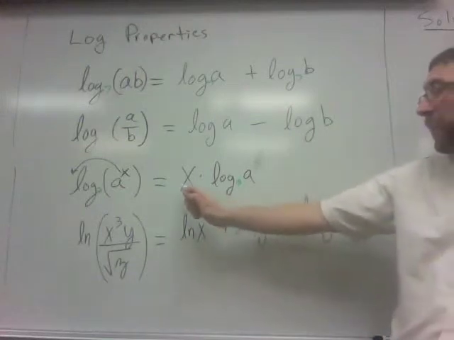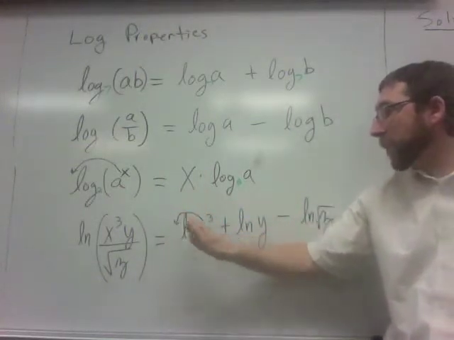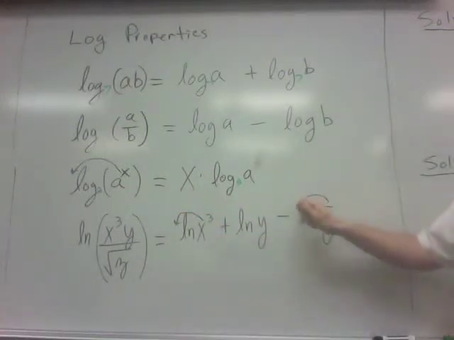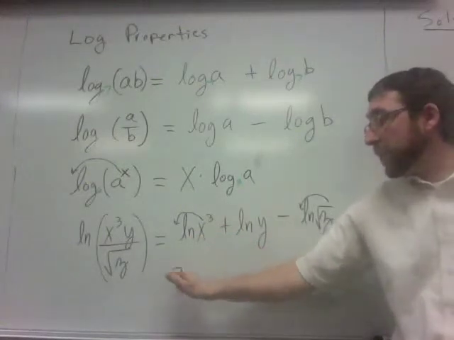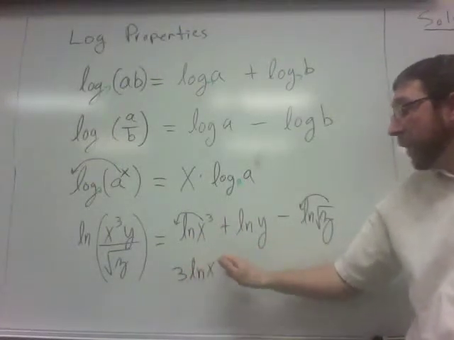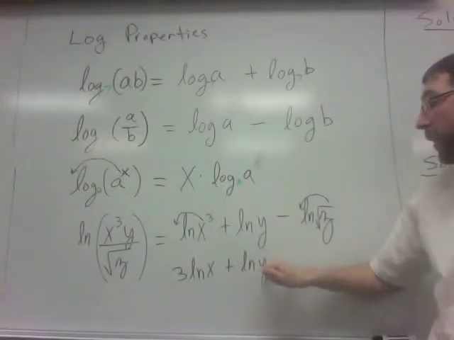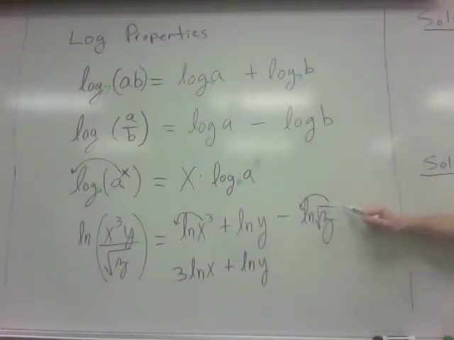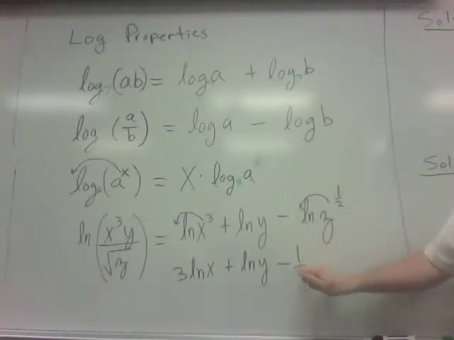And that'd be the first move you could make to start simplifying it. And then you can use that last property and bring those exponents out in front. So this would be the same thing as 3 times the ln of x plus the ln of y. And the square root of z is the same thing as z to the half. So that half can be brought out in front.